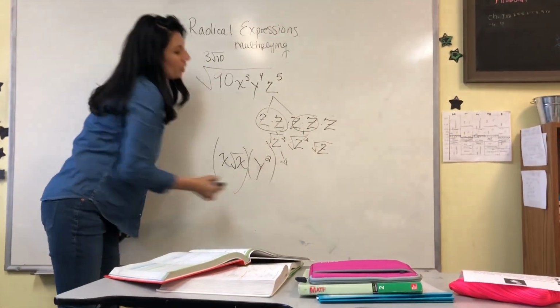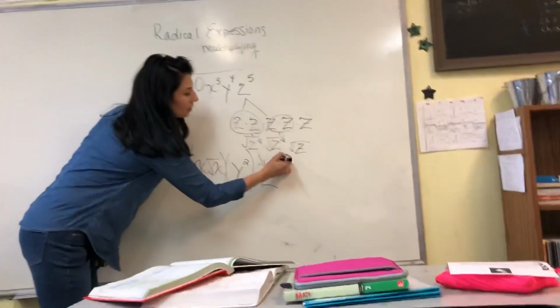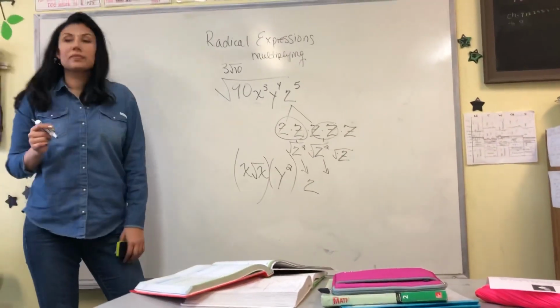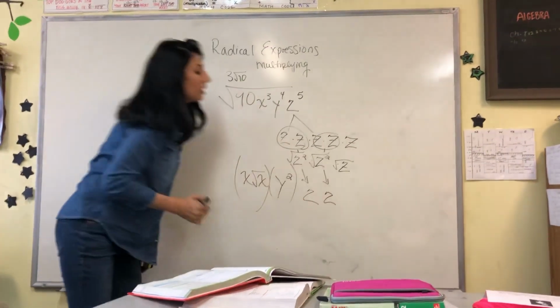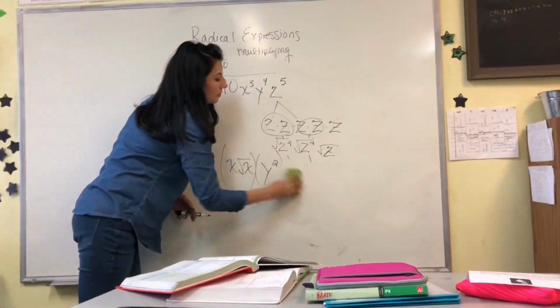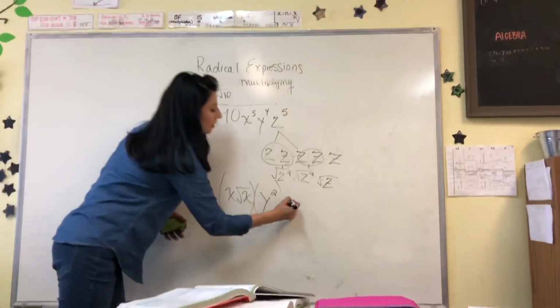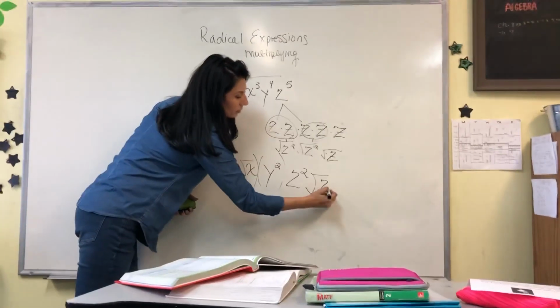This? What's a perfect square of z squared? What's that? Z times z is? Z squared. Awesome. And we're just gonna bring this down.